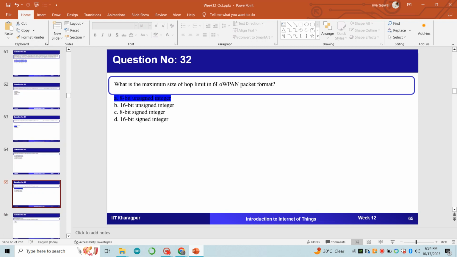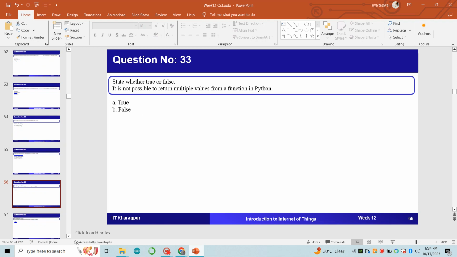Next question, state whether true or false: it is not possible to return multiple values from a function in Python. False. This is false because you can return multiple values from a function in Python.